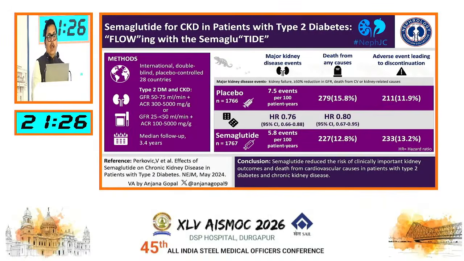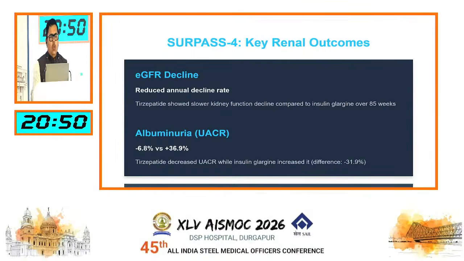The FLOW trial showed major kidney events with a significantly lower HR of 0.76, and death due to any cause in CKD patients had a 0.8 hazard ratio reduction, and adverse events were minimal. So you can use GLP-1 receptor analogs beyond diabetes and beyond obesity, in CKD patients, as an add-on therapy to whatever standard therapy and SGLT2 inhibitor. This is being promoted in the guidelines as well, and is a standard therapy for diabetic as well as non-diabetic CKD. So what about the SURPASS-4 trial?